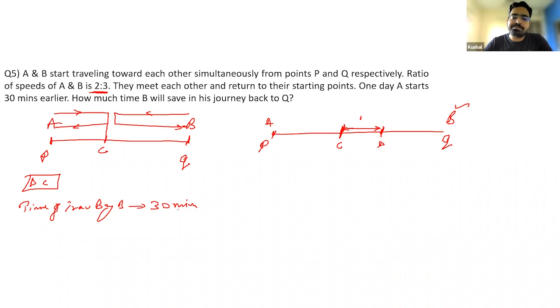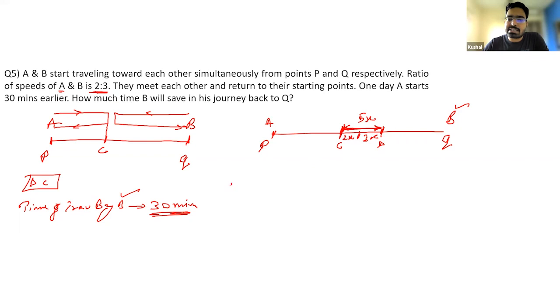So now let me take this distance as 5x. Why am I taking 5x? Because I'm taking 2 and 3 over here so that my calculations remain easy. So this distance was 5x, which was traveled by B in 30 minutes. Now B will travel what distance? B will only travel 3x distance because 2x distance will be traveled by A and B will travel 3x distance. So for 3x distance, how much time B will take to travel?